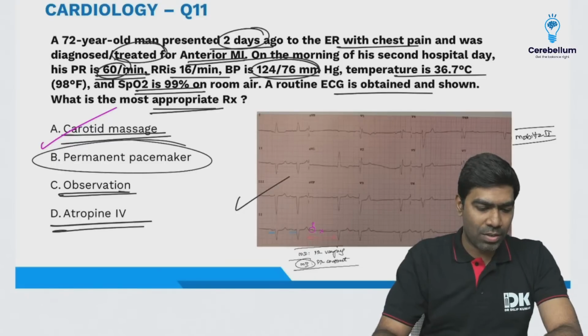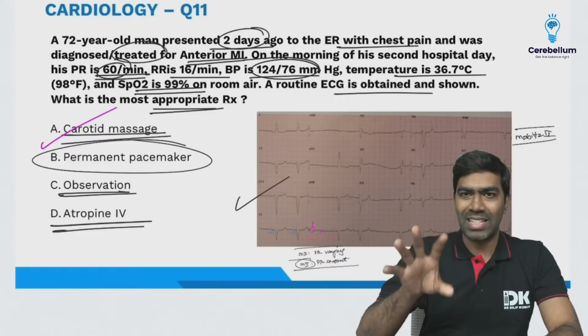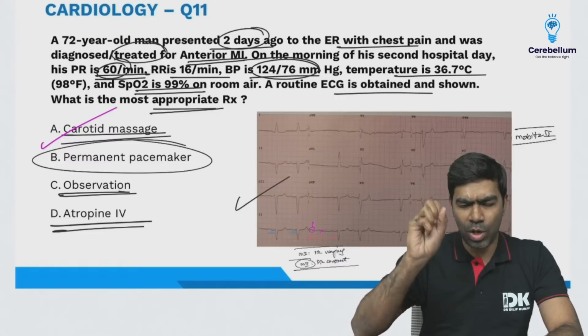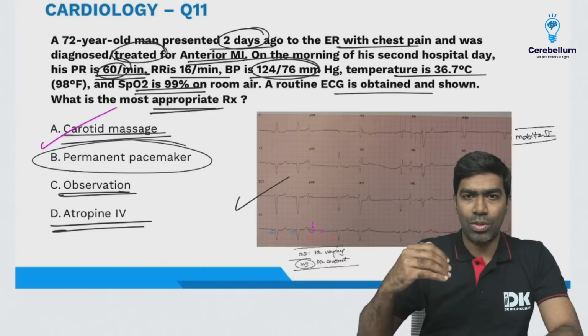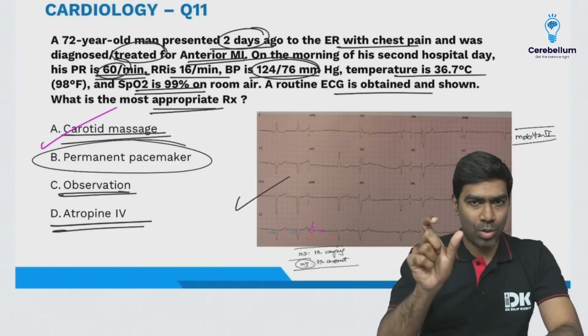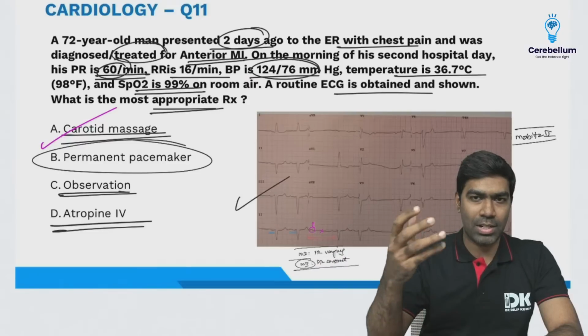Isoprenaline is also given as an infusion. Remember, Dr. Abhijit, isoprenaline is a pure beta agonist. Whenever you give a pure beta agonist, it's going to stimulate the beta 2 receptors, which can cause vasodilation and it's going to reduce the BP.